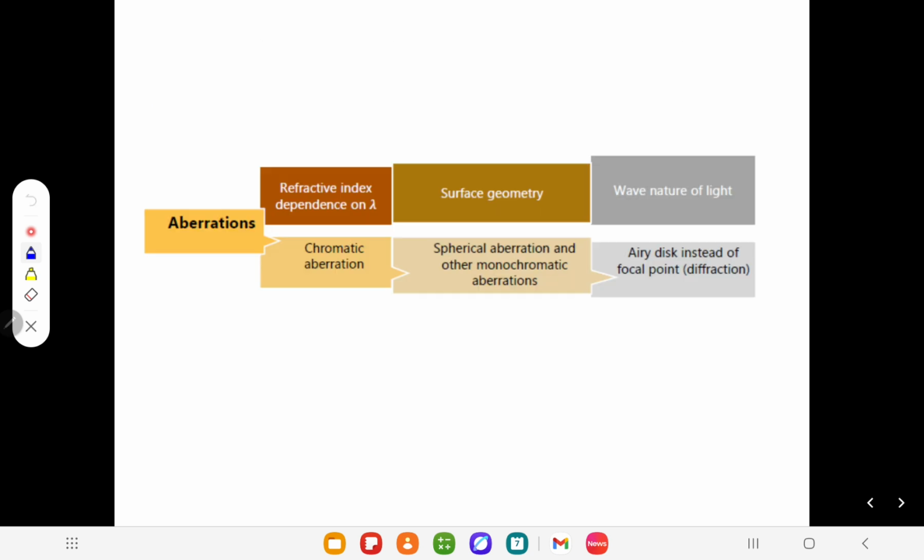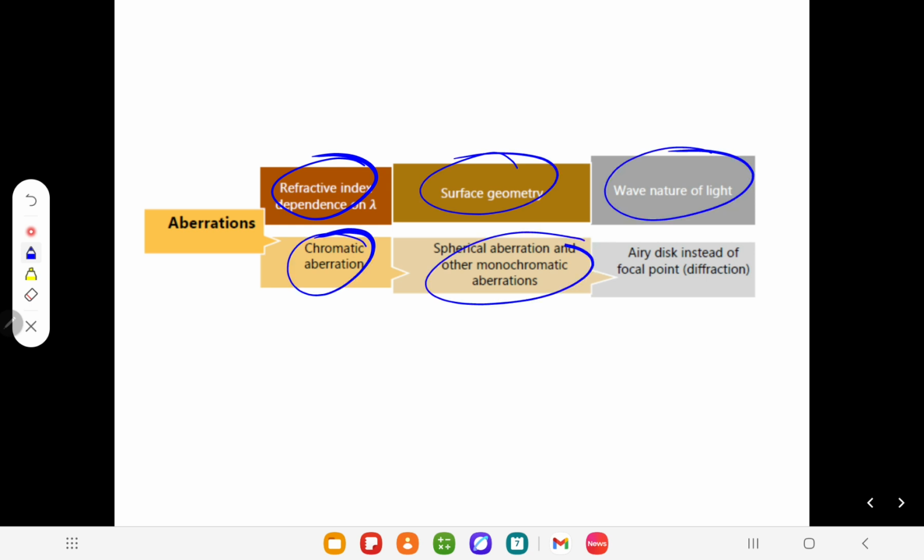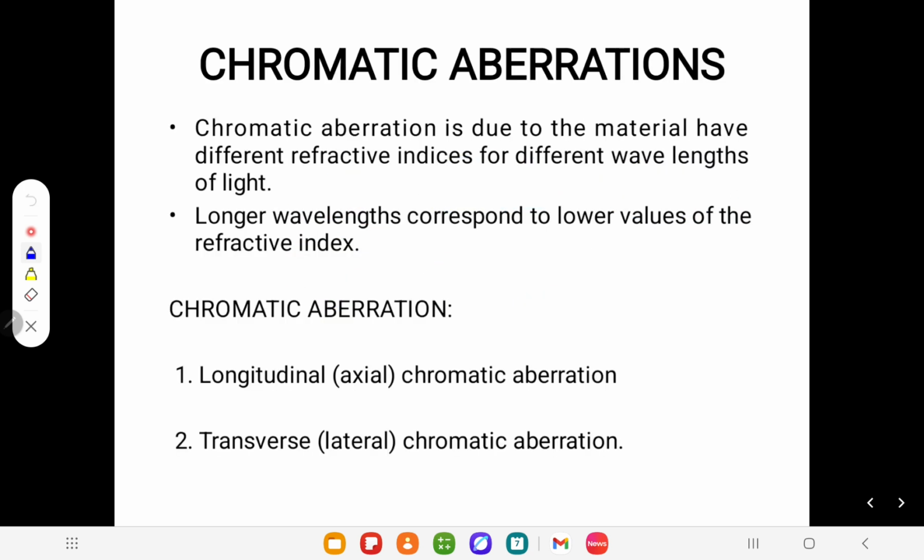So when we come to aberration, there is the refractive index dependence on wavelength, surface geometry, radius of curvature, the wave nature of light, and definitely chromatic aberration, spherical aberration, other monochromatic aberrations, and the Airy disc. This is called diffraction, isn't it? So all these points should be covered. So we have to understand like this. Okay, today we are going to talk about chromatic aberration.